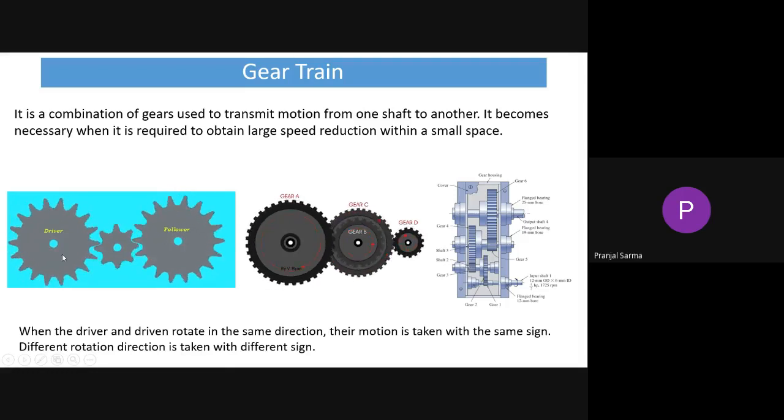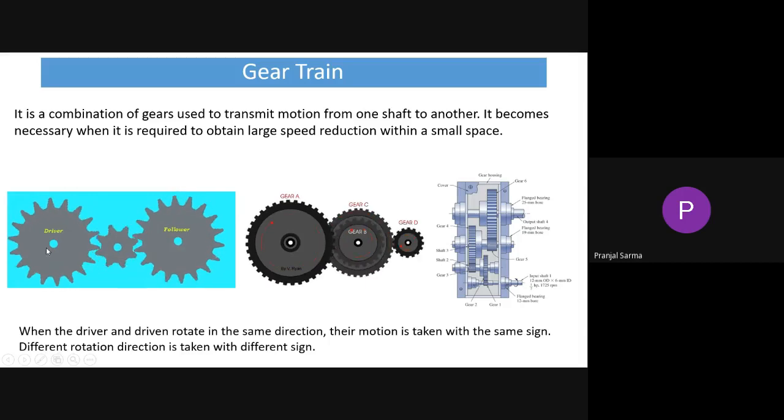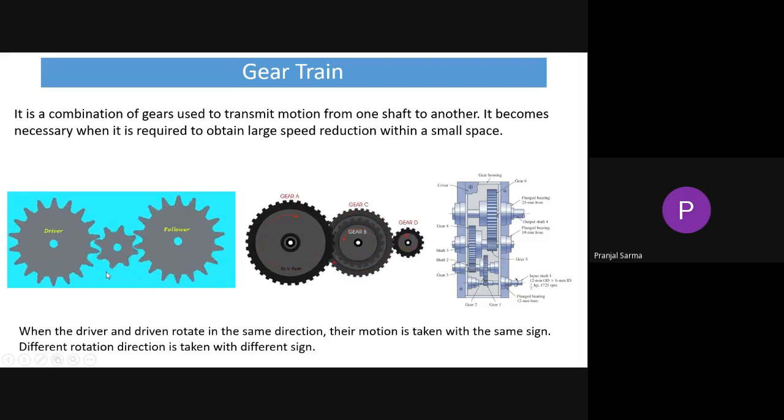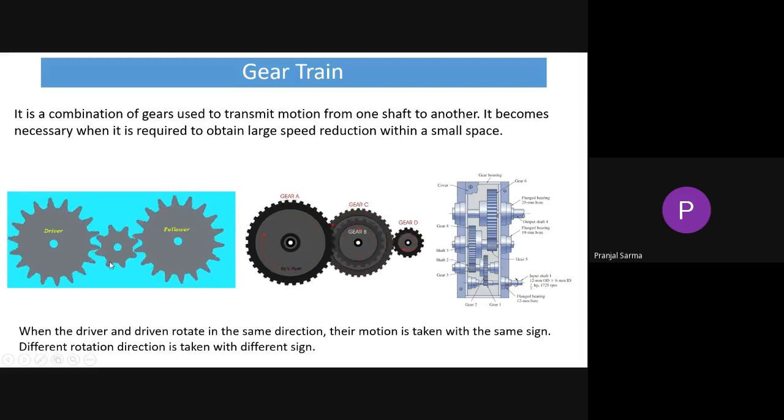So from this particular driver to this intermediate or idle gear, the word we sometimes use is intermediate gear or idle gear, which is neither the driver nor the driven or follower, and it is only acting like the intermediate gear. It sometimes becomes the idle gear.